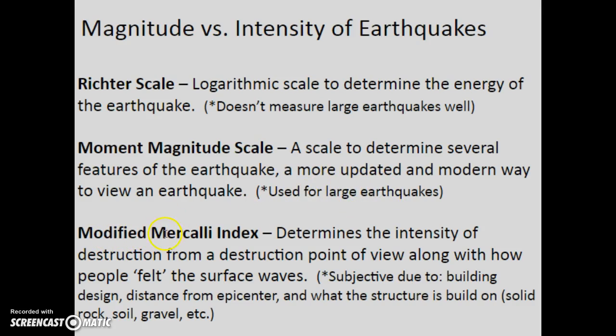If we compare them to the modified Mercalli index, the Mercalli index determines the intensity from the destruction point of view, along with how people felt the waves. It's fairly subjective due to building design, right? Some buildings are more easily broken apart than more technologically engineered ones. It also depends on the distance from the epicenter and what the structure was built on, solid rock versus soil and gravel.